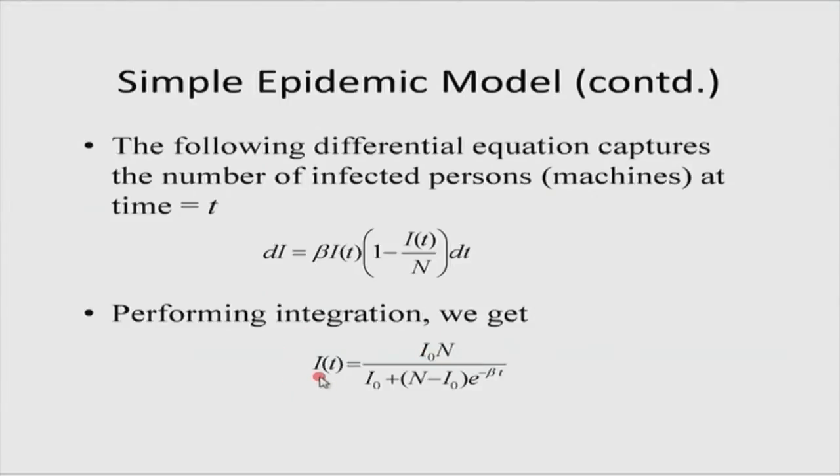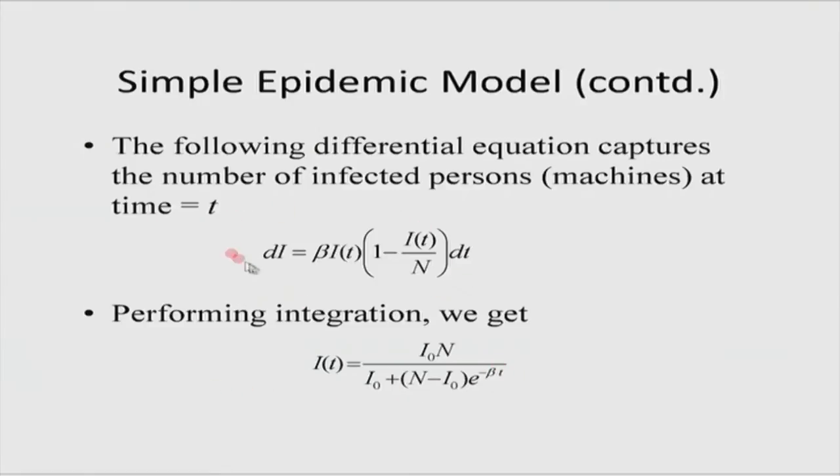The number of infected machines at time t is I0, the initial number of infected machines. There must have been a small number of them, let's say 10, that were already infected at time t equals 0. So I0 multiplied by N, the total population of machines that could potentially be infected, divided by I0 plus (N minus I0) times e raised to minus beta t. This is an interesting thing that you see in this equation. So we try to plot it.